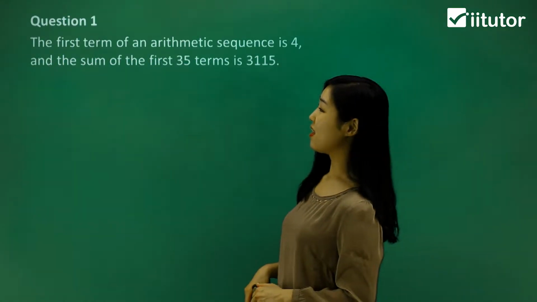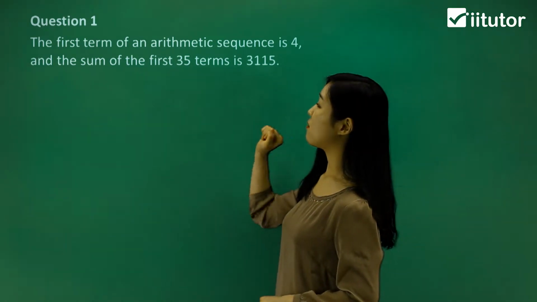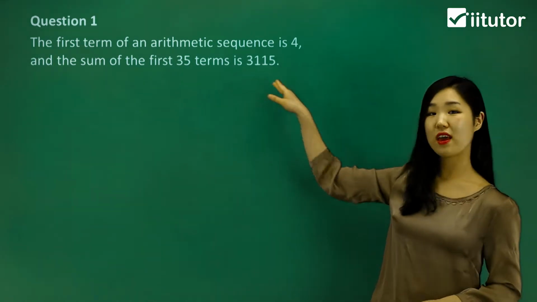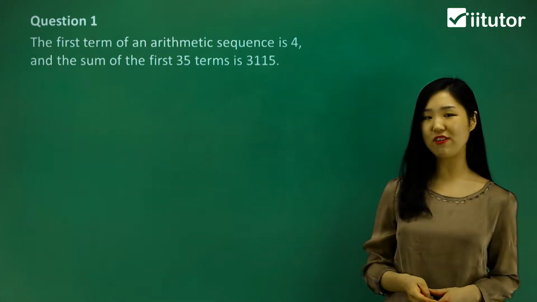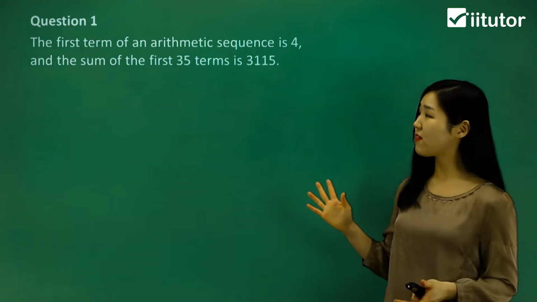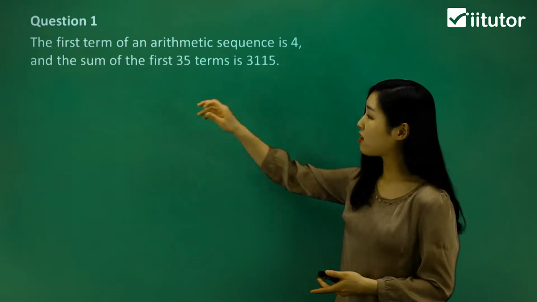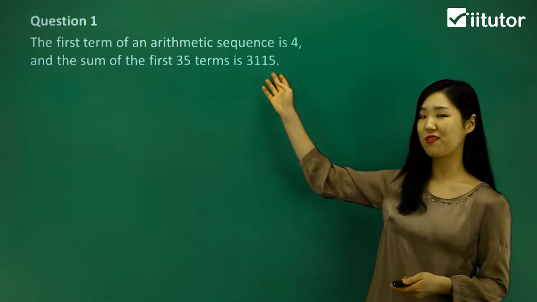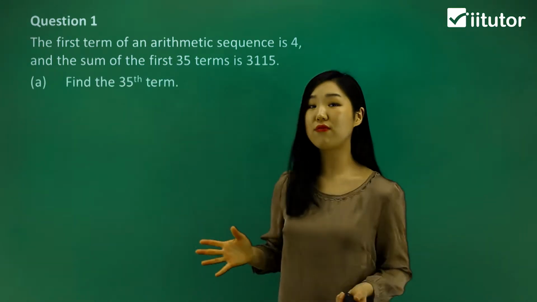Let's read it together. The first term of an arithmetic sequence is 4, and the sum of the first 35 terms is 3,115. So they give us some information here. They give us 2 bits of information. The first information is that the first term is 4, and the sum of the first 35 terms is 3,115. Now, guys, first question asks us to find the 35th term.